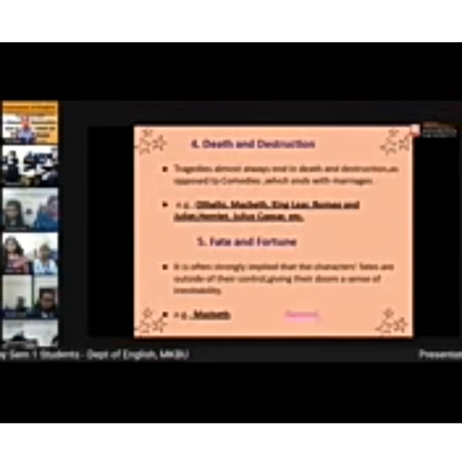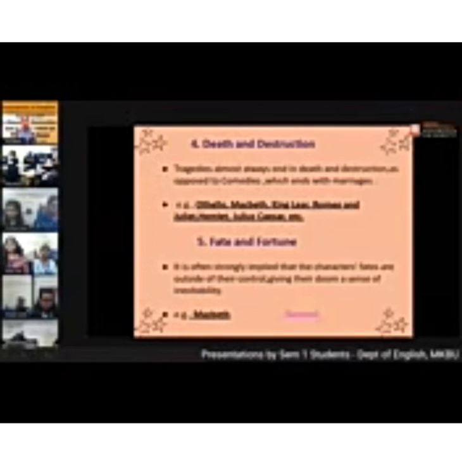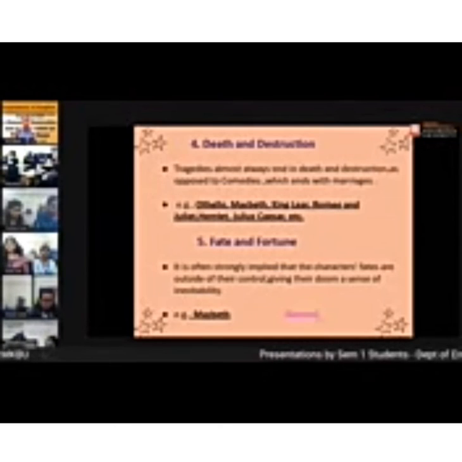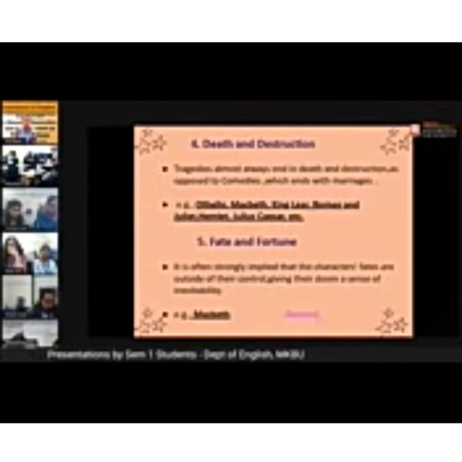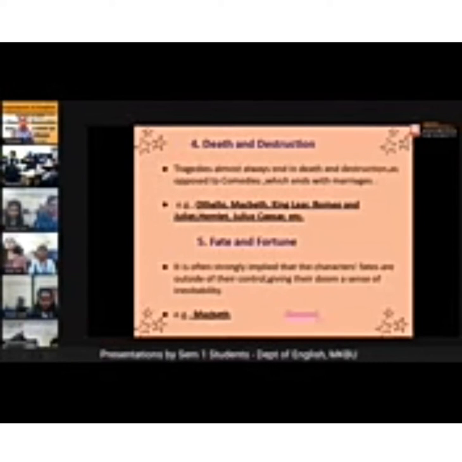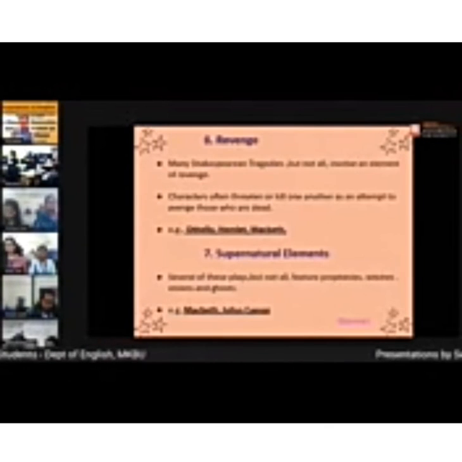Fifth is fate and fortune. It is often strongly implied that the character's fate is outside their control, giving their doom a sense of inevitability. In Macbeth, we can see this fate and fortune, because he believes the witches' prophecies and does the wrong thing, murdering Duncan to get his ambition. There we can see the fate or fortune of the tragic hero. Revenge.